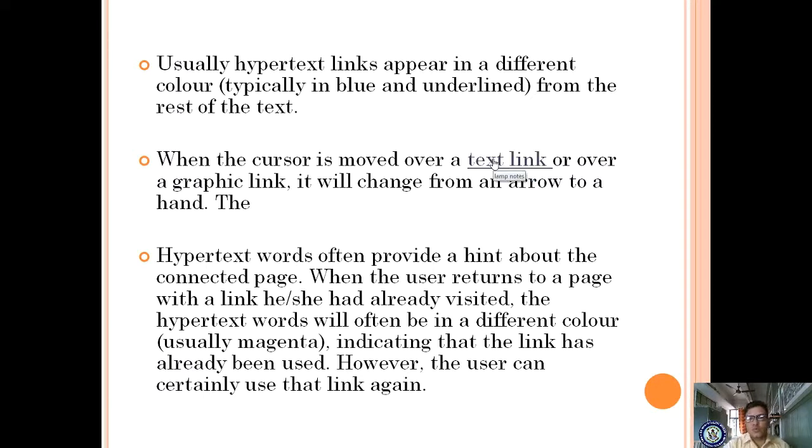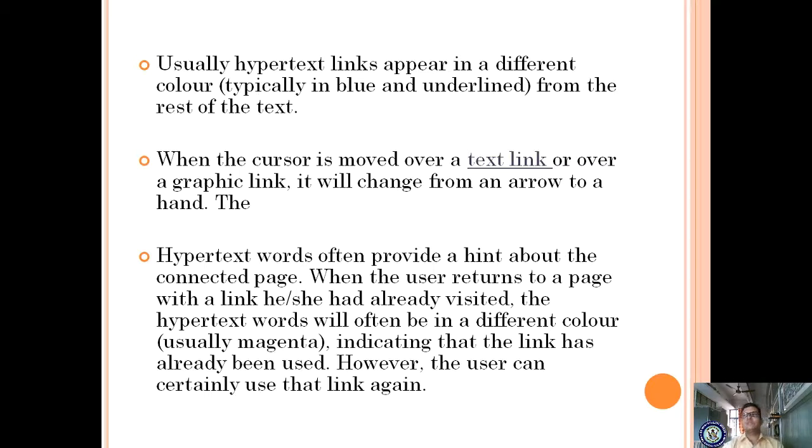When the cursor is moved over a text link or over a graphic link, if I place the text link or else an image as a link, it will change from an arrow to a hand, as we have done in your HTML concepts, right? As we know how to set text as a hyperlink as well as graphics as a hyperlink. Hypertext words often provide a hint about the connected page. So whatever text or graphics is appearing gives a hint about the connected page.